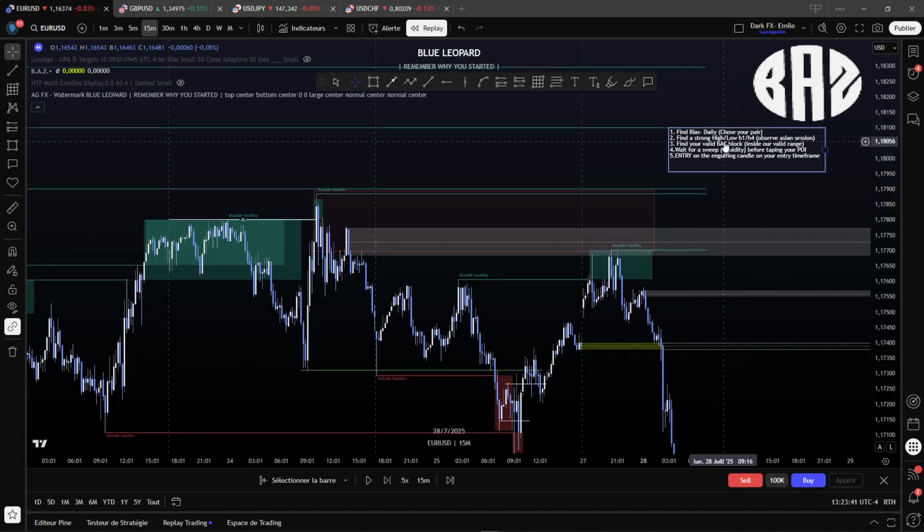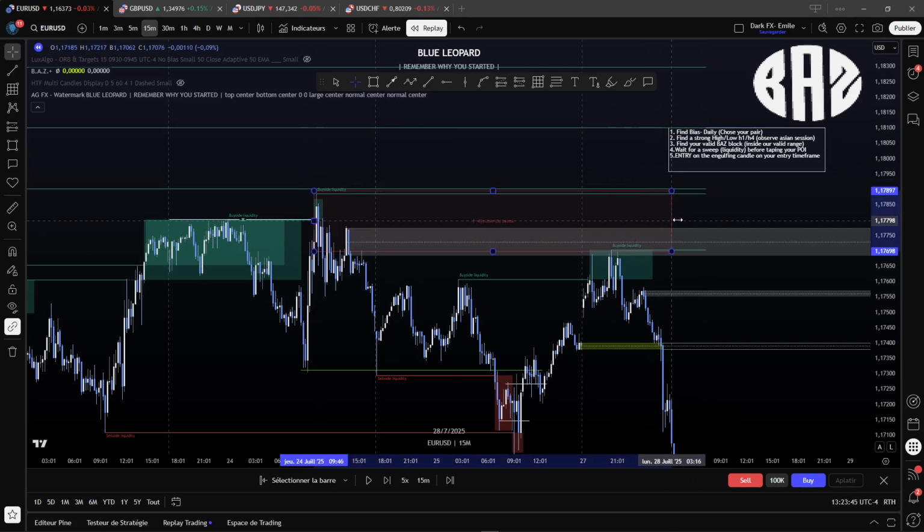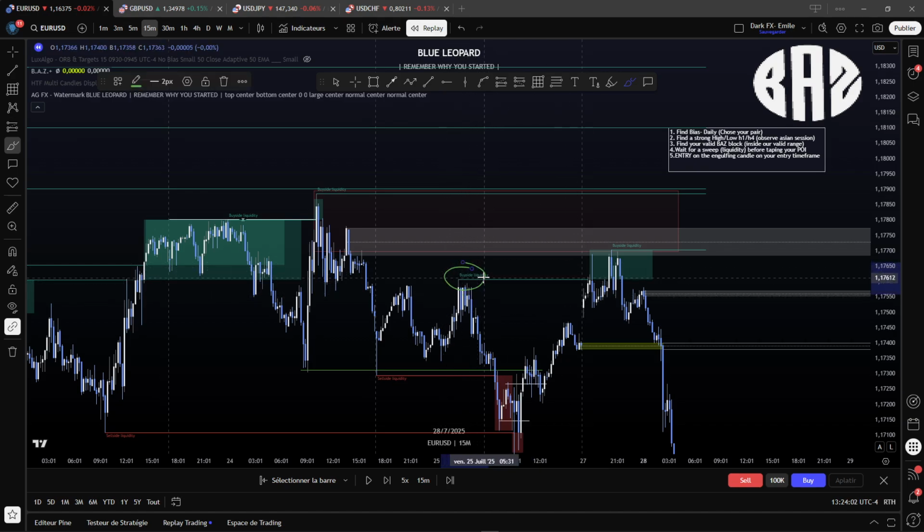So you find a strong high or strong low on a higher time frame. We've marked the supply zone. Find your valid BAZ block inside our valid range. Our valid range is this one here. The BAZ block is here. You see how we touched it here. Wait for a sweep of liquidity. What is this? This is liquidity here. After this sweep, price came and touched. Okay, wait for our zone to get tapped, our POI, which is in confluence with our BAZ indicator.